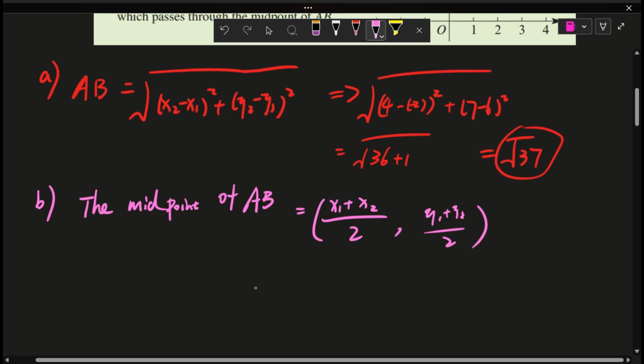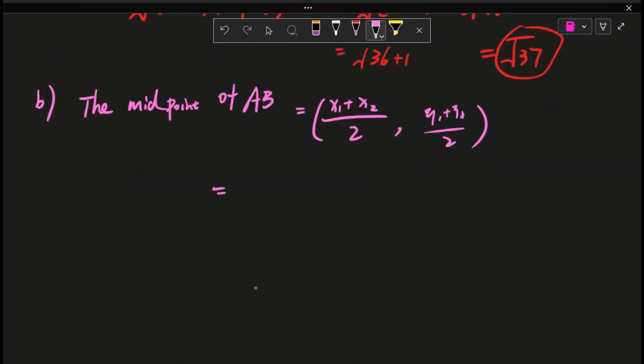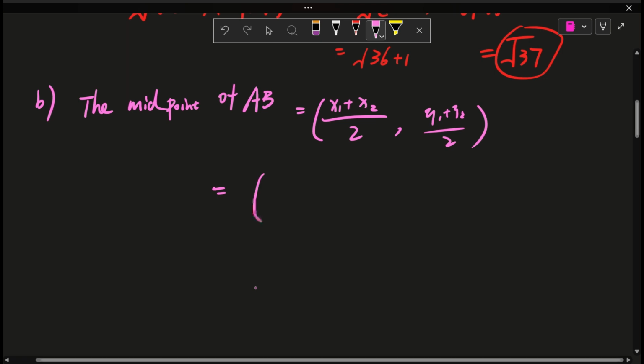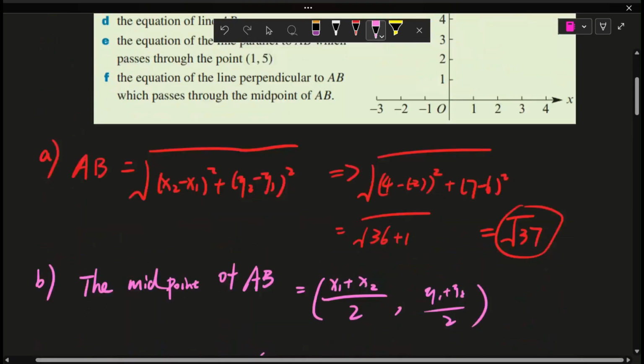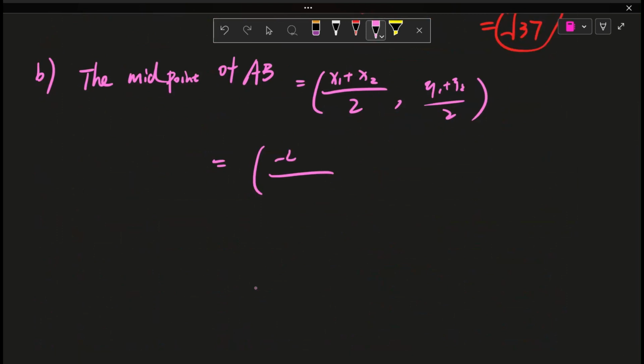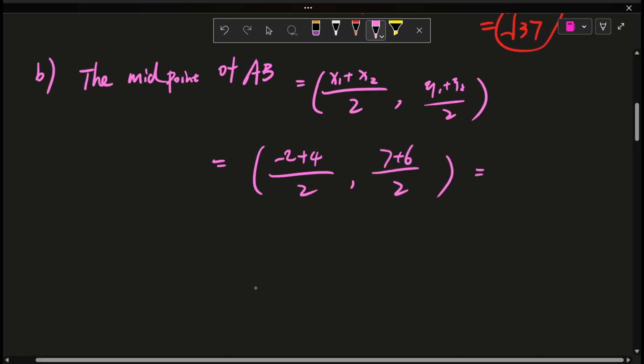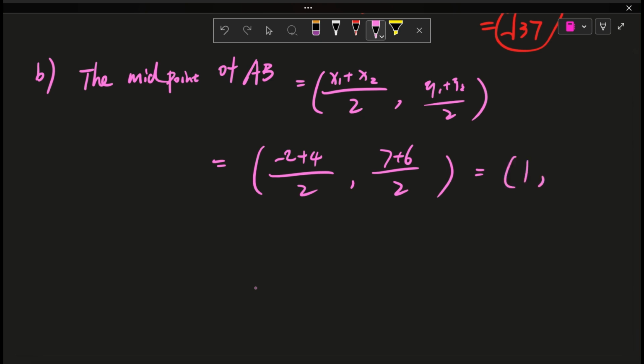Okay, perfect. And then we substitute those two points. So x1 and x2 are -2 and 4, so -2 plus 4 over 2, and then 7 plus 6 over 2. So that equals (1, 13/2). That is your midpoint. And we keep going with our question C.